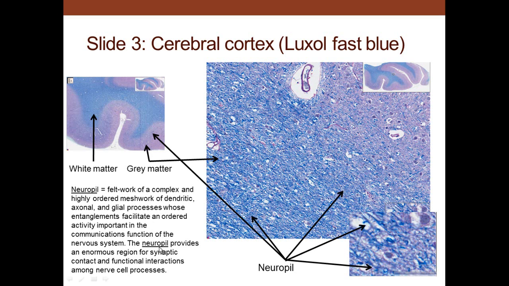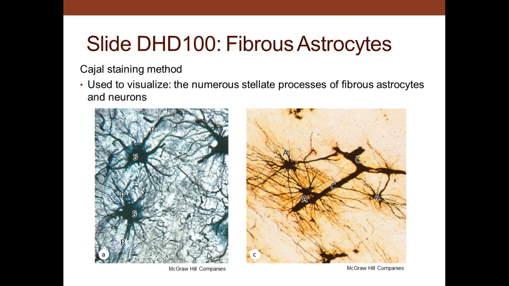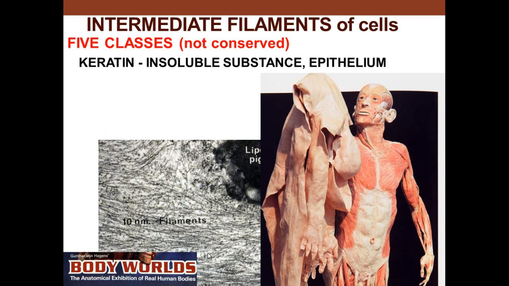The neuropil provides numerous regions for synaptic contact and functional interaction among nerve cells, in between individual nerve cells. Then we have the fibrous astrocytes. These are the glial cells, the support cells, and you can see their projections with special stain.